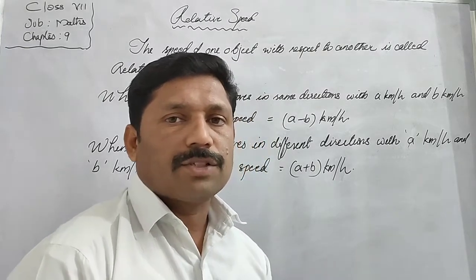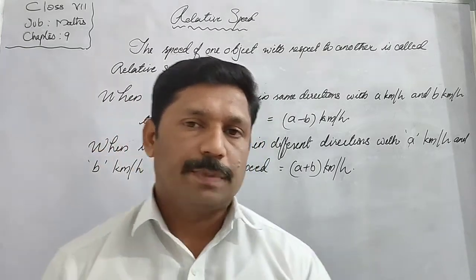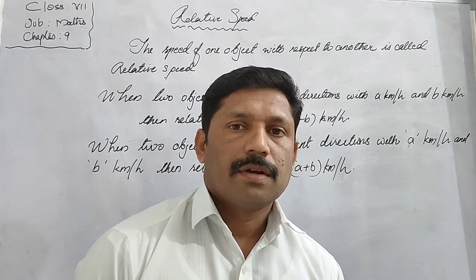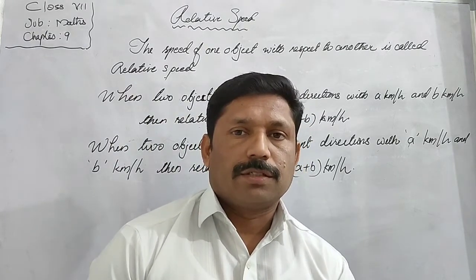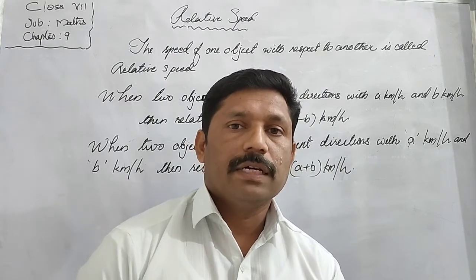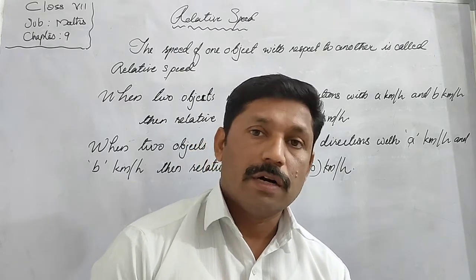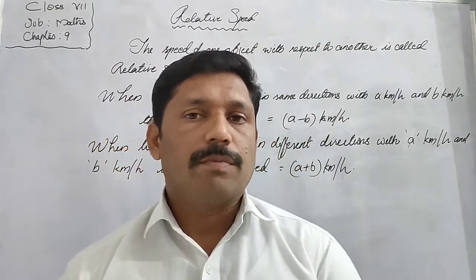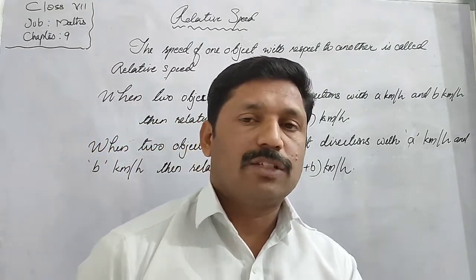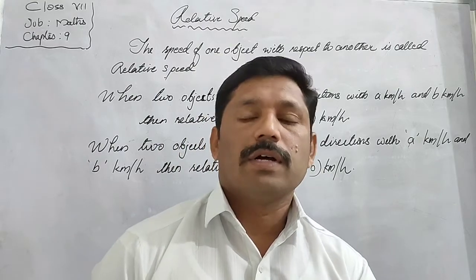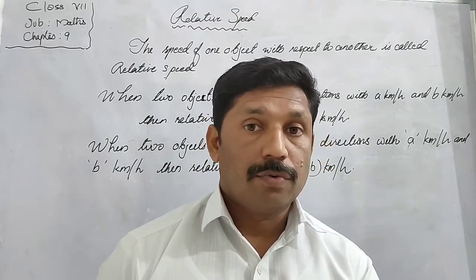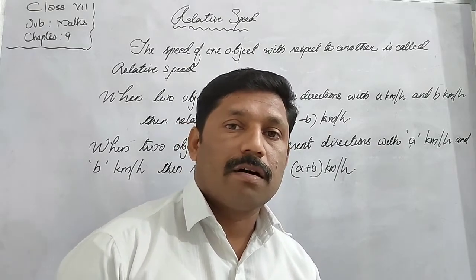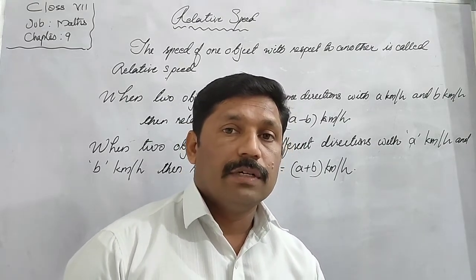Students, today in Max class we discuss relative speed. What's relative speed? When two objects are moving in the same direction or different directions, the speed of one object with respect to another object is called relative speed. The speed of one object relative to another object is called relative speed.